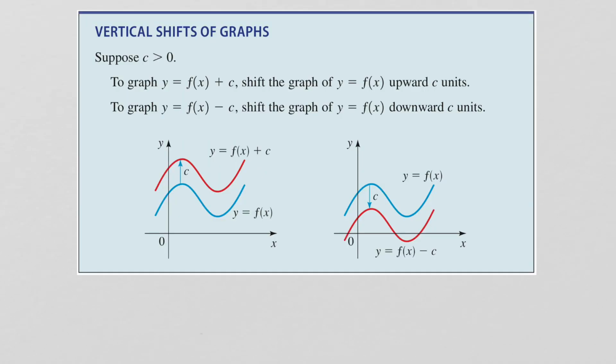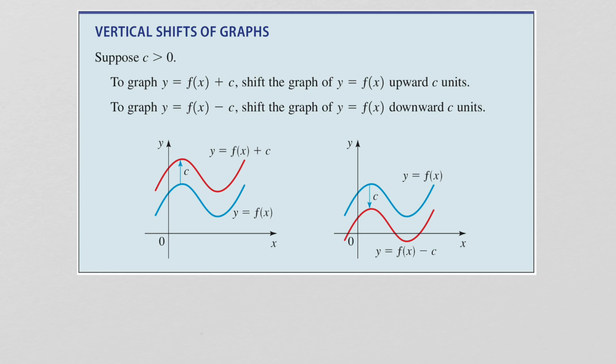Transformations of functions. In this section, we look at how to get the graph of a function from a known function by looking at transformations. The first type of transformation is what is called a vertical shift of the graph.